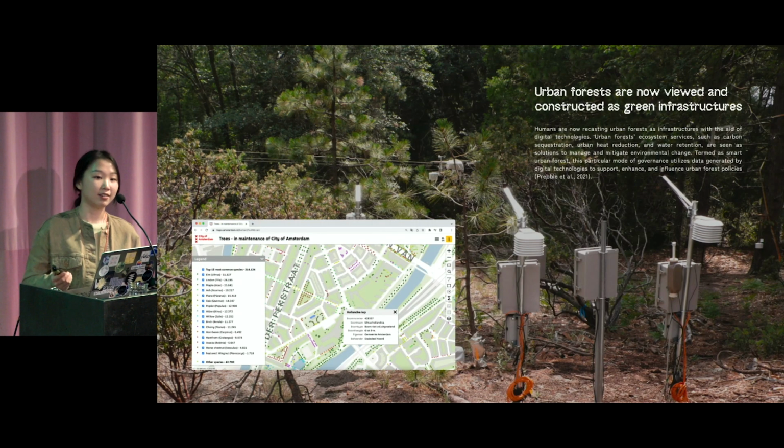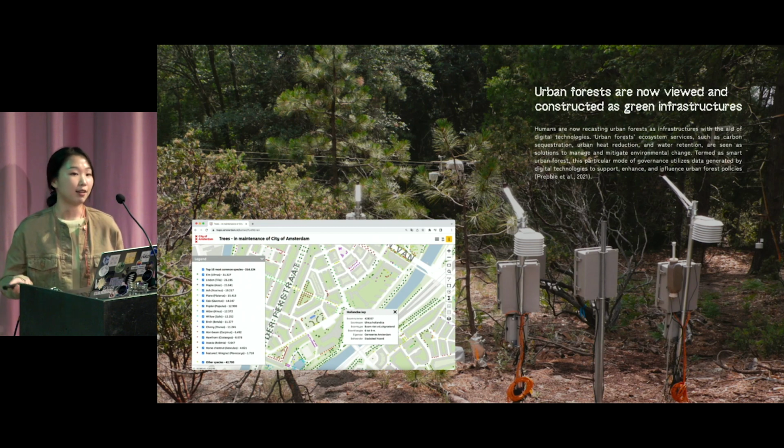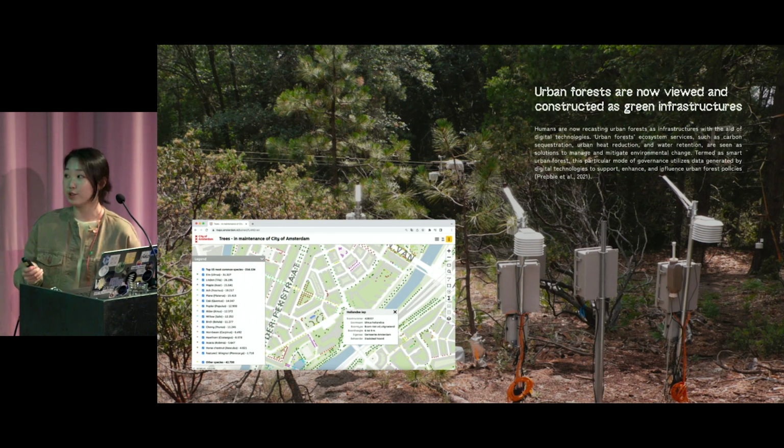So the background context is that a lot of city governments are making a set of data that represents forest. And they are using that data to decide on strategically planting the trees to maximize the benefits of the trees. For example, like carbon sequestration, water retention, or health benefits.